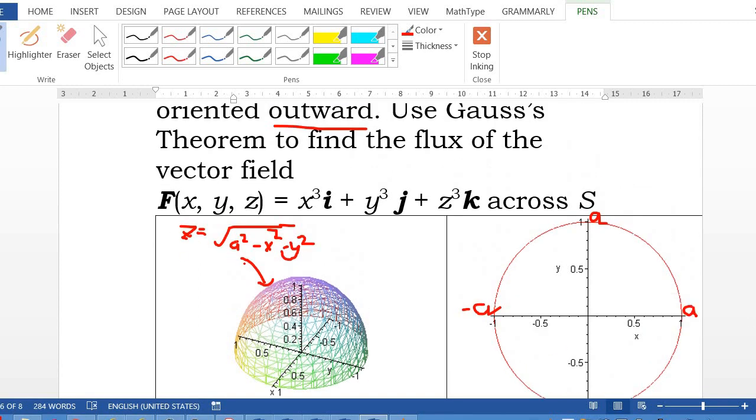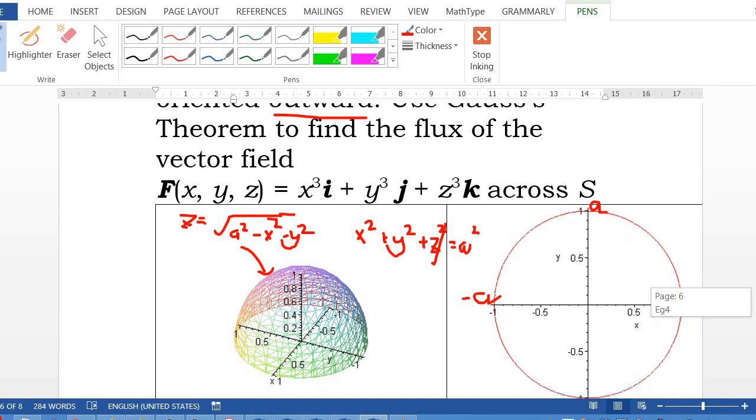When you square it, you actually get a sphere. When you square the hemisphere equation, you have x squared plus y squared plus z squared equal to a squared. For the projection R, which is on the xy plane, z equal to 0, that's why you have the circle x squared plus y squared equal to a squared.